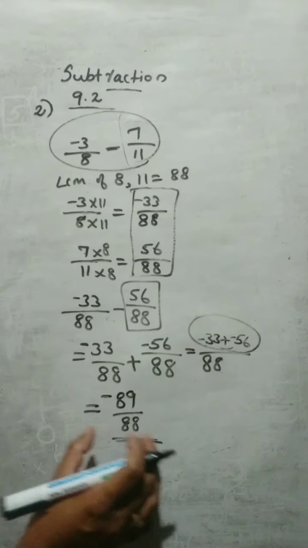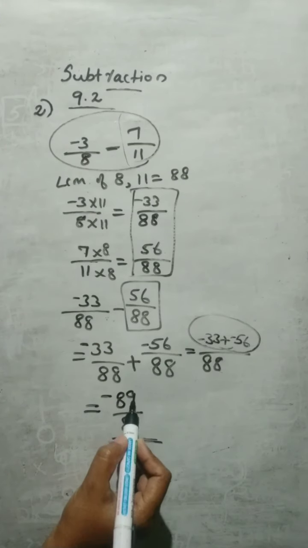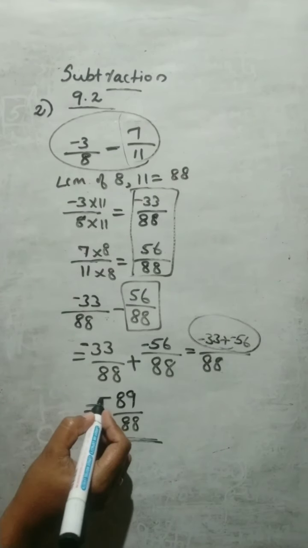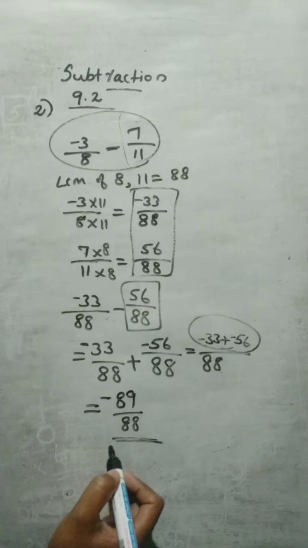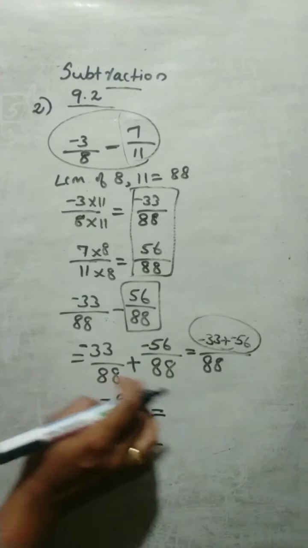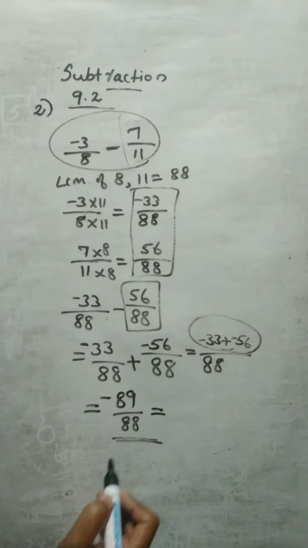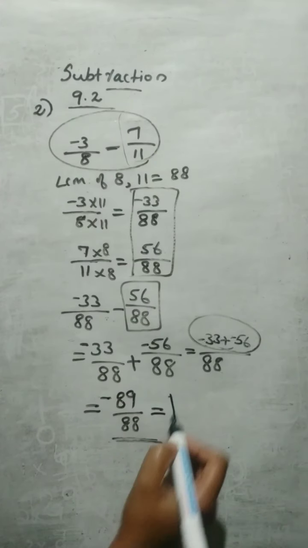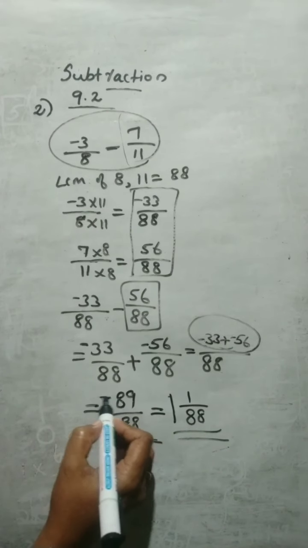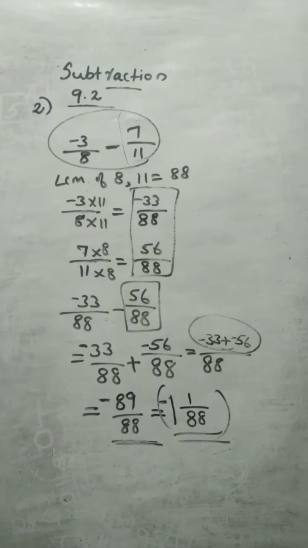We can write the simplest form, or we can convert this into a mixed number, because if we don't consider the negative, the numerator is greater than the denominator, so we can convert this rational number into a mixed number. How many 88s are there in 89? One 88. The remaining 1 and 88 will be the denominator. Here the sign is negative, so negative 1 on 88.